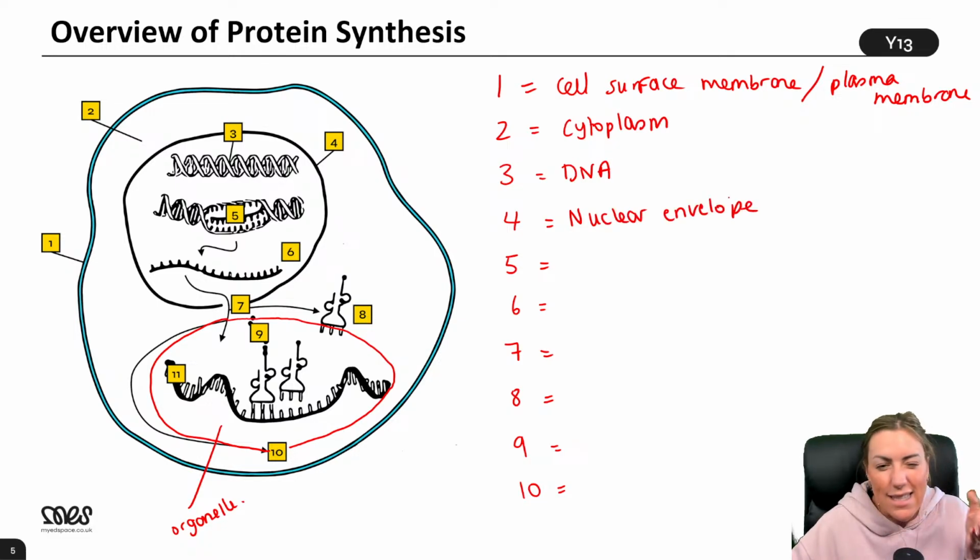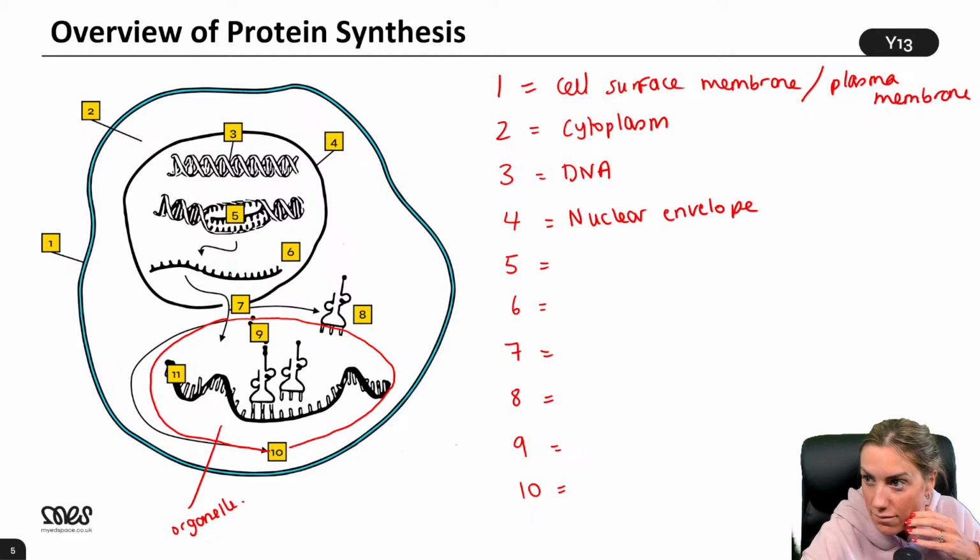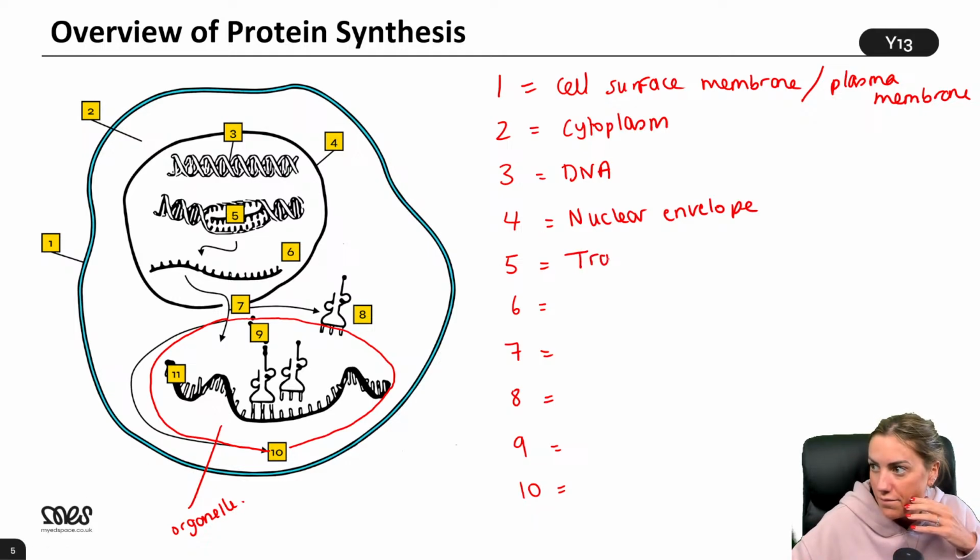This isn't like an exam question, by the way. This is just a diagram that I've put together to try and get you to recall these processes and the key terms. So 5 is, yeah, transcription. Should we call 5 transcription? It's like the process of transcription being shown there, isn't it?